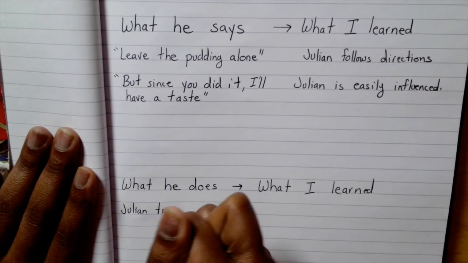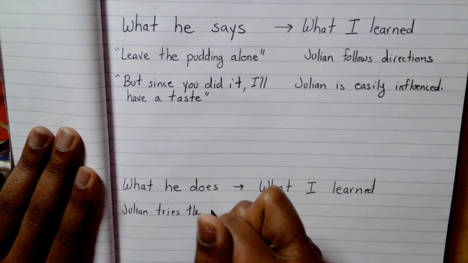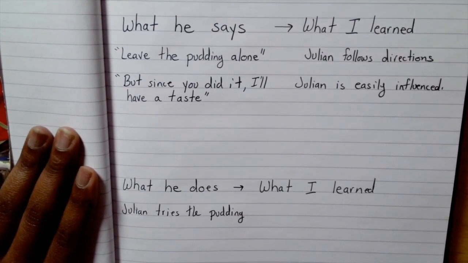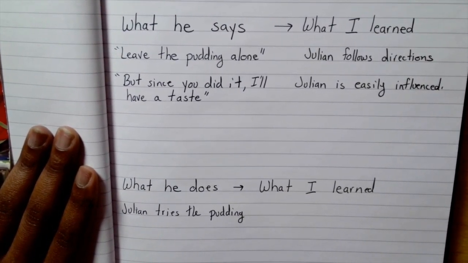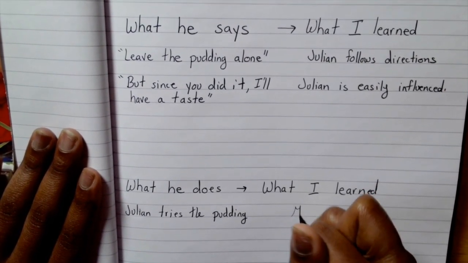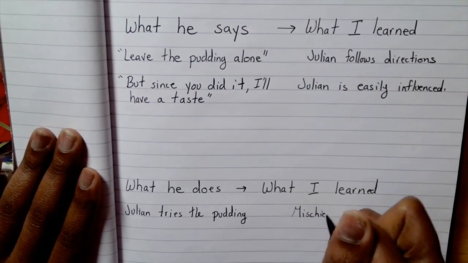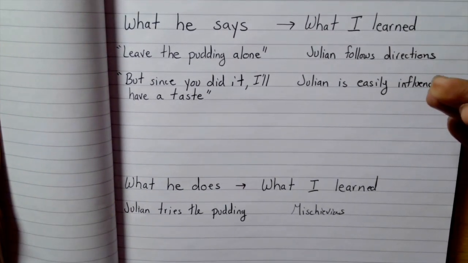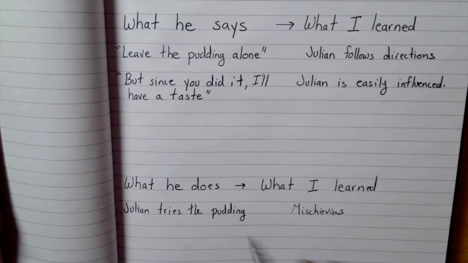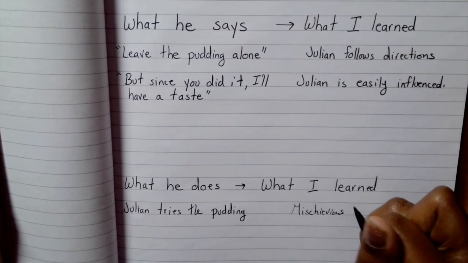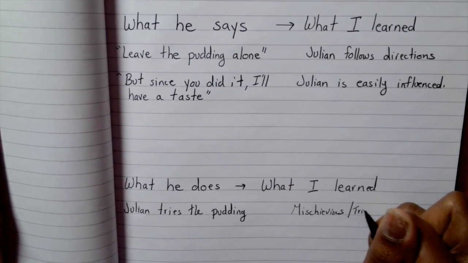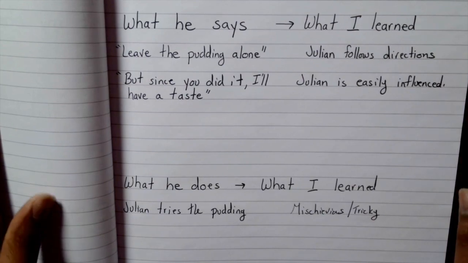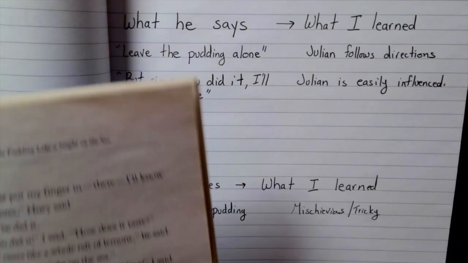Julian tries the pudding. So what I learned about Julian is that I could say he's a little mischievous. He's a little mischievous because he was following directions, but then he isn't following directions. So he's a little mischievous. I could even say he's a little tricky. But let's see, maybe he'll fix it. Let me keep gathering evidence about the type of character Julian is.